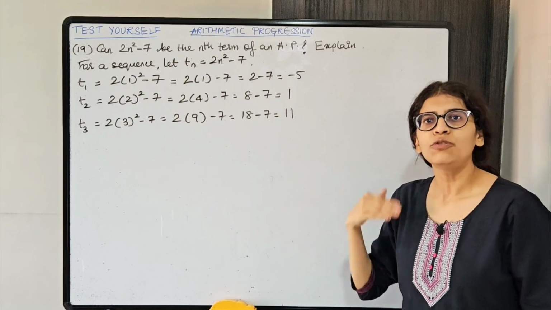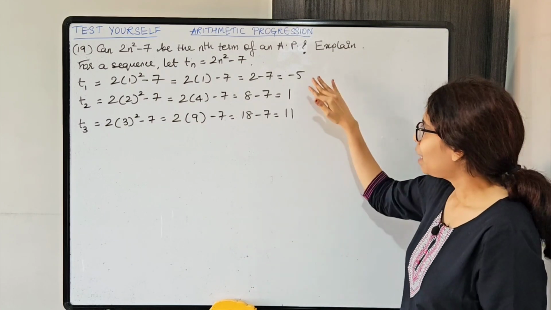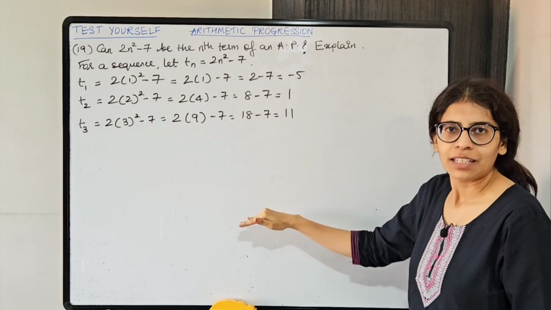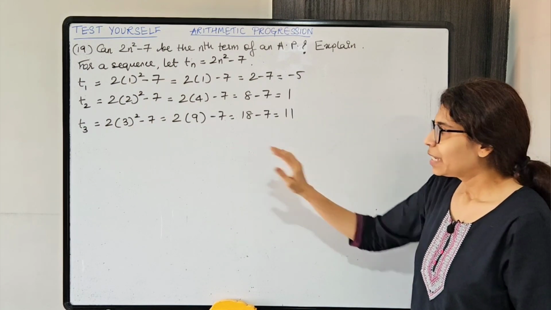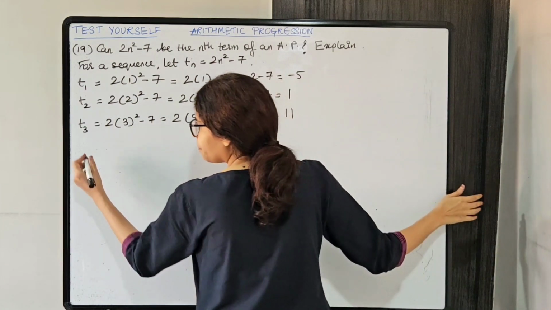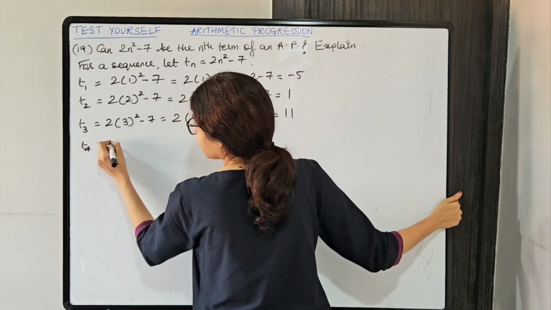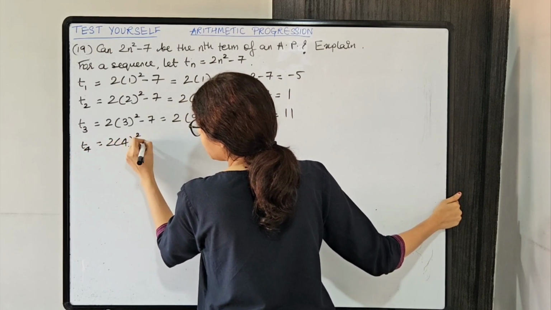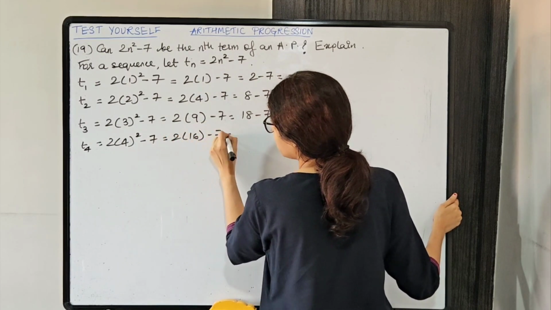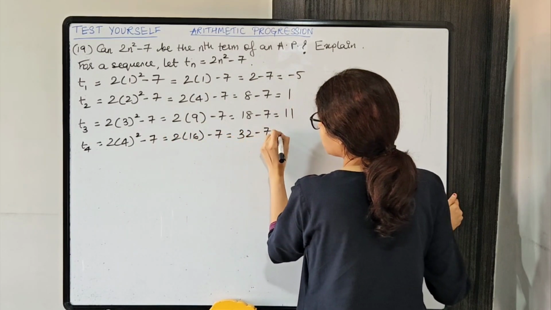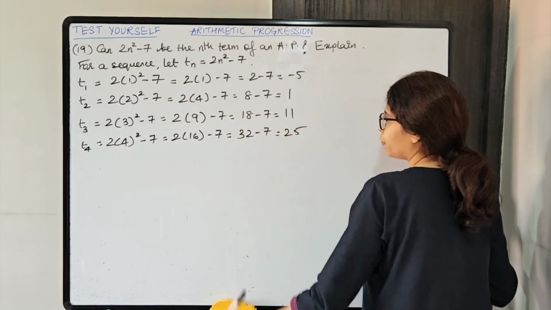The reason I tell you to find out next 2 terms is मे बी यहाँ पे डिफरेंस सेम मिले, नेक्स्ट में नहीं मिले. ओके, सो दिस इज द रीजन आई टेल यू टू फाइंड आउट. आई स्टिल फाइंड आउट द फोर्थ टर्म. ओके, 2 into 4 square minus 7, it will be 2 into 16 minus 7, that is 32 minus 7, हो जाएगा 25.